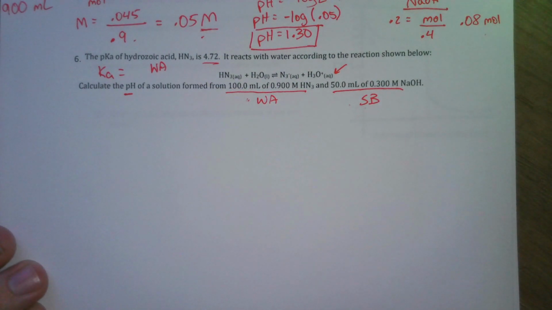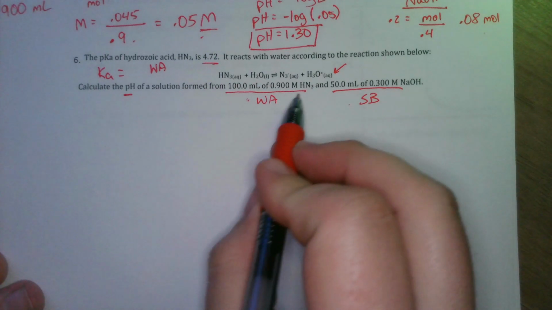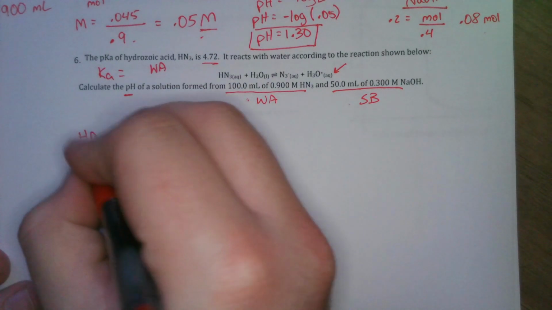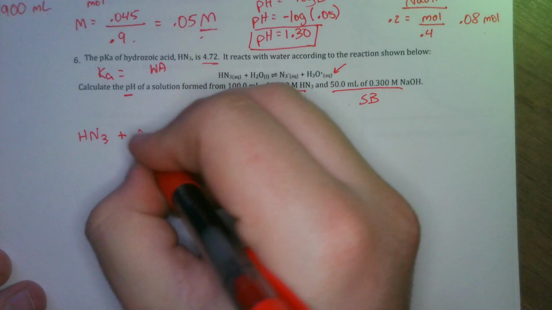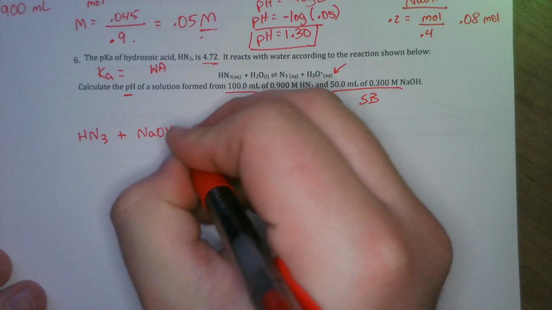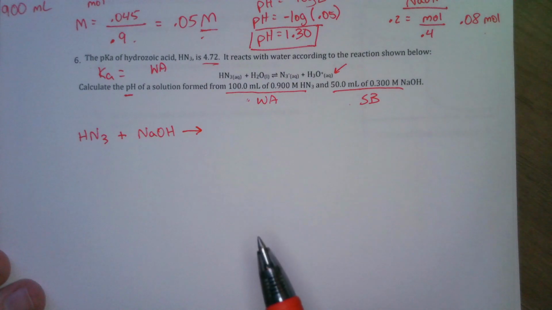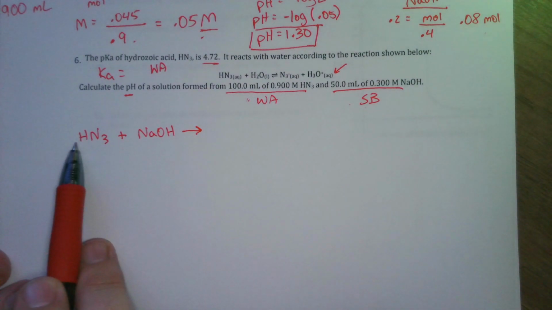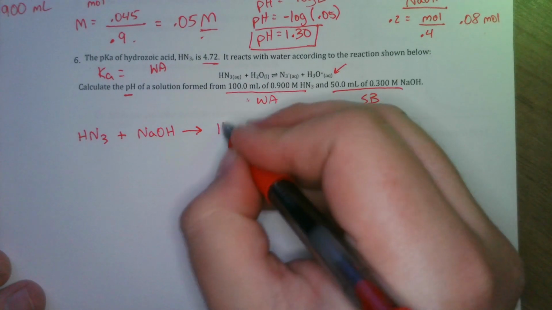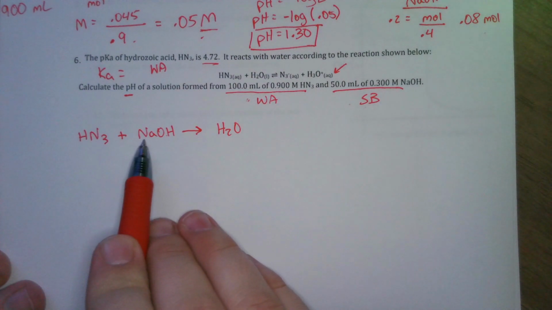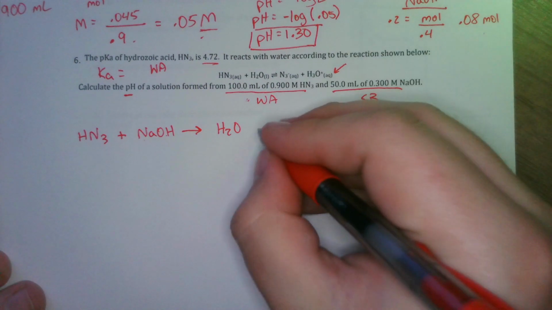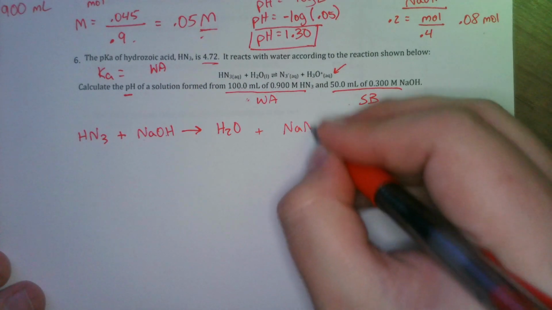Before I can find the pH or anything, I need to see how much of this acid and base react with each other to see what I have left. So my acid, HN3, I'm going to add it to my base, NaOH. They're going to react fully to see what I have left. My acid, the H and the OH make H2O. And my other thing, Na, combines with the N3 minus to make NaN3.